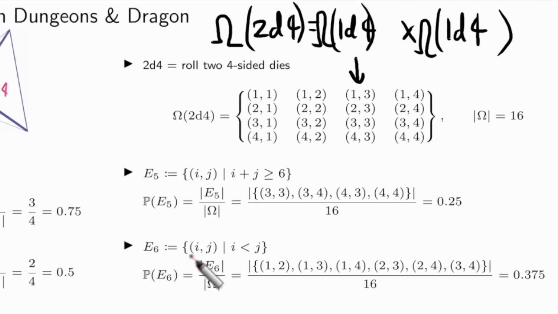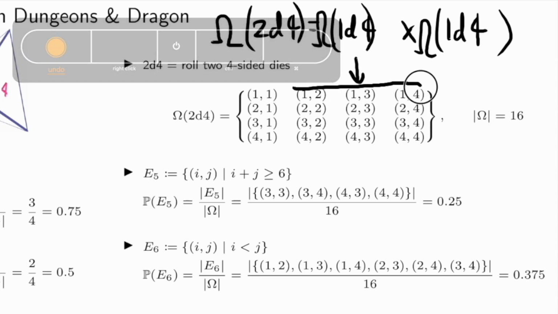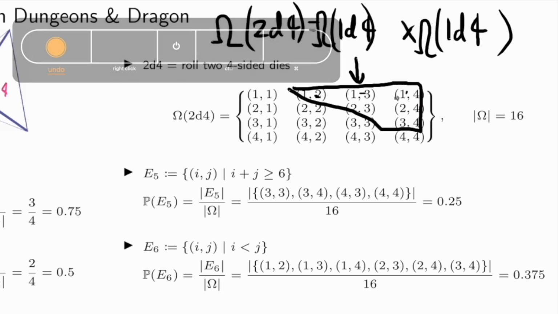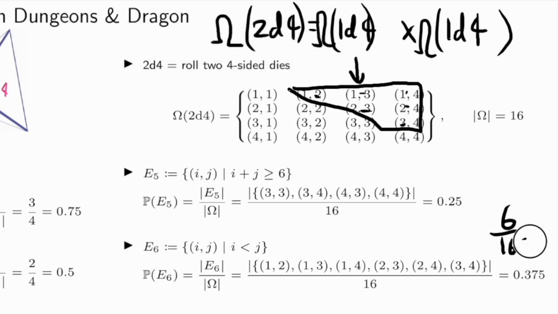And let's say E6 is defined as ij such that i is smaller than j. Basically, what does it mean? It means all the results where the row is smaller than the column. The chance of getting this triangle within the 16. The triangle has 1, 2, 3, 4, 5, 6, 6 of them. So it will be 6 divided by 16, which is this number.